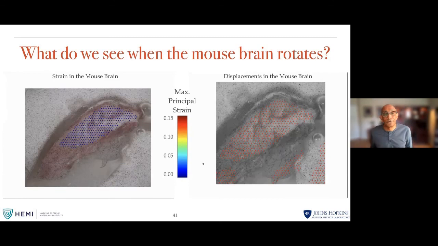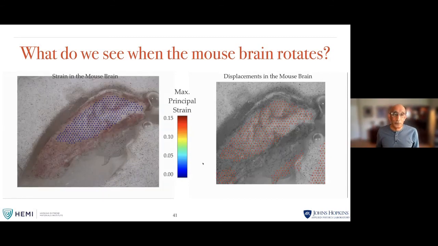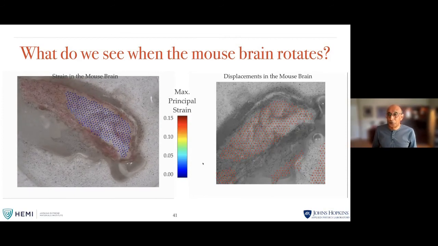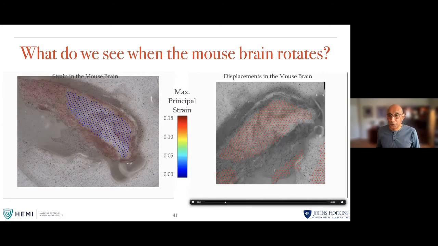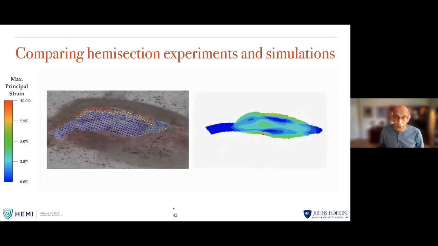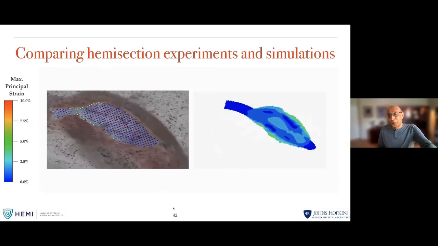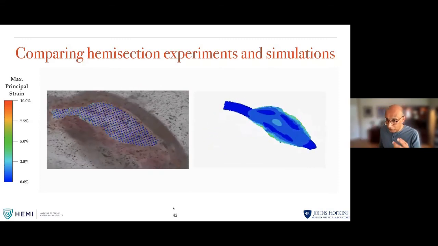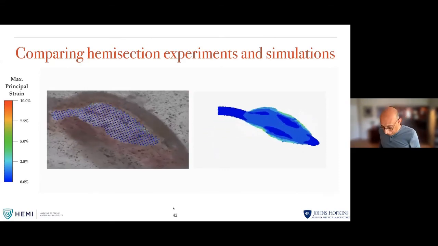So what do you see? This is a half mouse head when it's rotating. You can see the strains and you can see the displacements. I think I should be able to get the light to move. Maybe that's not very good. There are the displacements. You can calculate the strains as well. So once you have that, you can compare that with the simulation. Here's the experiment on the left, and the simulation on the right. And we begin to understand some things about how the structures in the mouse affect the deformations of the brain.